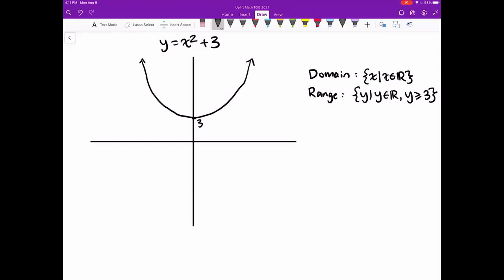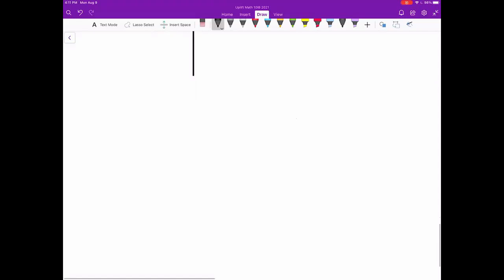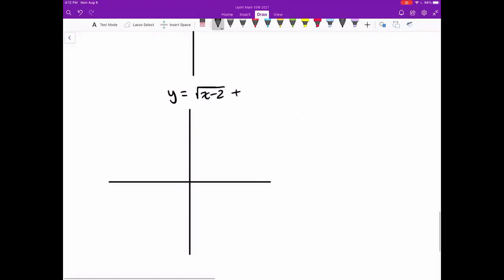Should we move on to the next topic? We can do square root of x. Oh yeah, that also works. Just show all the possibilities. Maybe something like square root of x minus 2 plus 3. Yeah, that works. Okay.